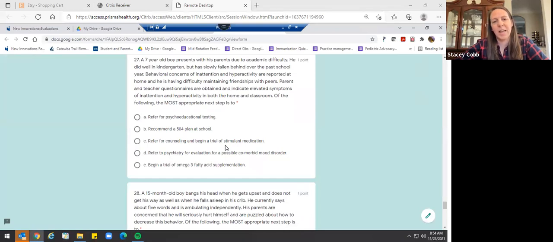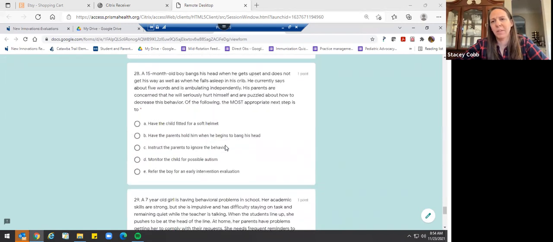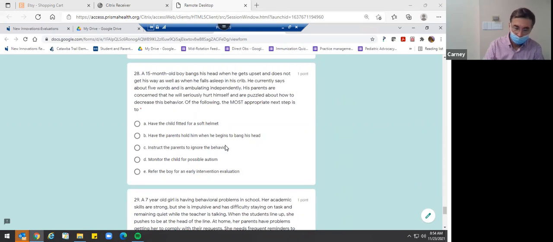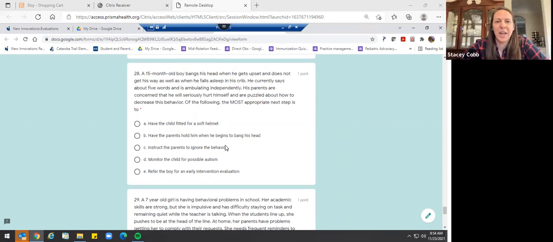So let's get to 28, which is the one I think lots of people struggled with. Is that right? Correct. Okay. This is the 15-month-old who bangs his head when he gets upset and doesn't get his way, as well as when he falls asleep in his crib. He currently says about 5 words. He's ambulating independently. So if those 2 statements say his language milestones are where they should be, so too are gross motor. Obviously, we're assuming everything else is right in those domains, but this is a good indicator. Parents are concerned he's going to seriously hurt himself, and they're puzzled about how to decrease the behavior. And then we have the most appropriate next step.